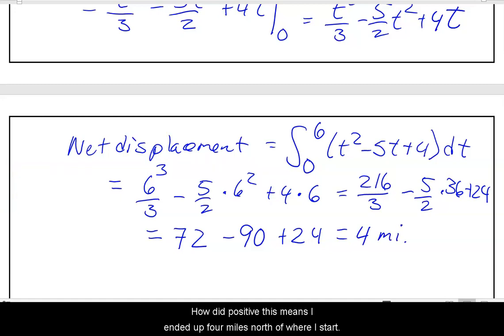Because it's positive, this means I ended up 4 miles north of where I started. This is not, however, the total distance I've traveled. Let's take a look at the graph on Desmos to see what has happened.